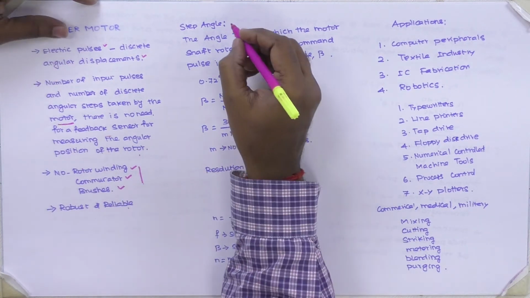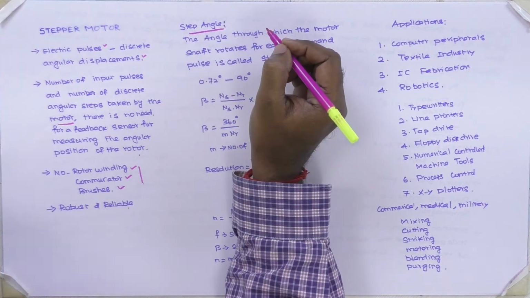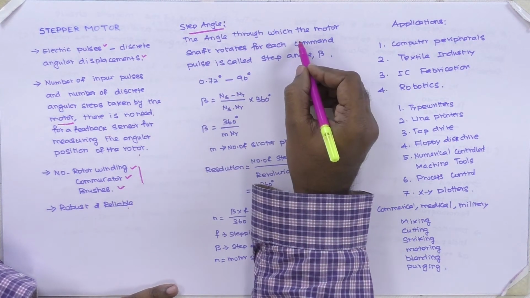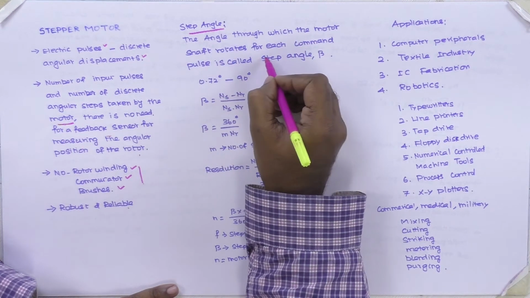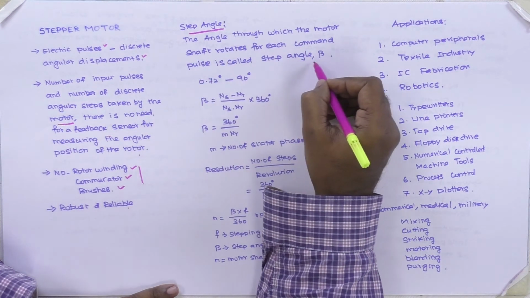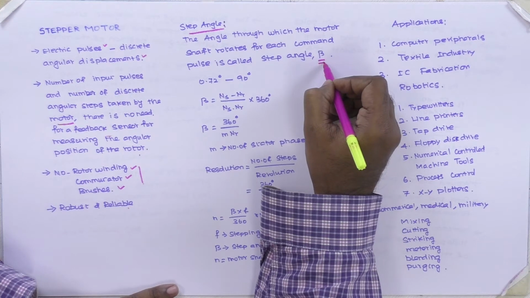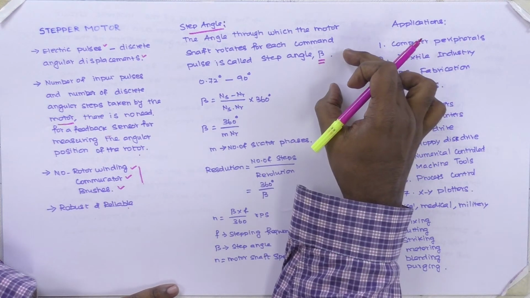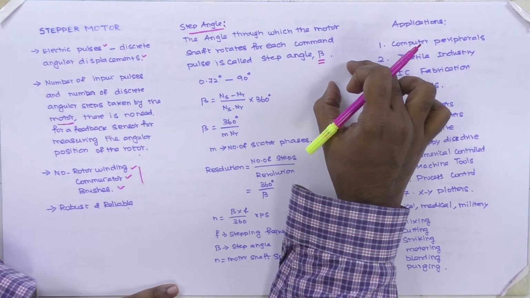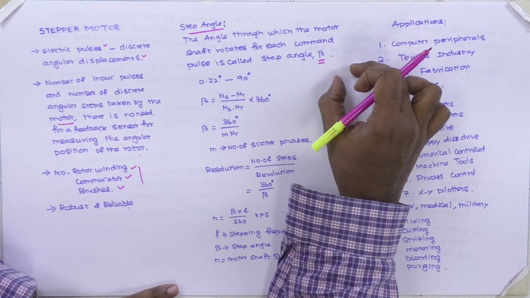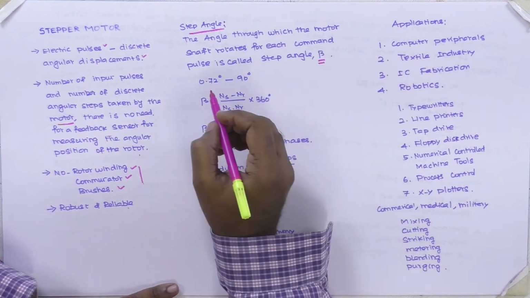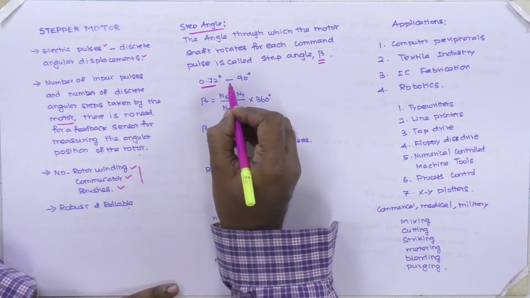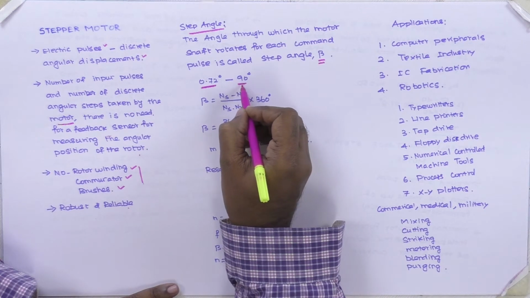And step angle. What is step angle? The angle through which the motor shaft rotates for each command pulse is called the step angle. For a given electrical pulse, the angle through which the motor output rotates is called the step angle. The step angle is minimum 0.72 degree and the maximum step angle may be 90 degrees.